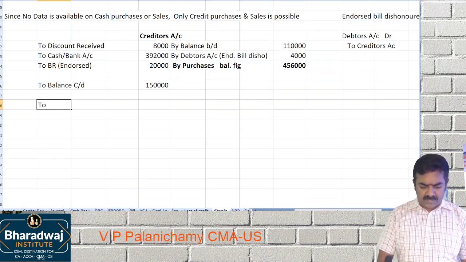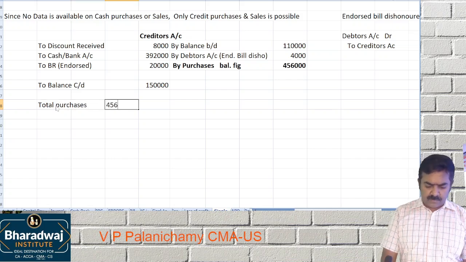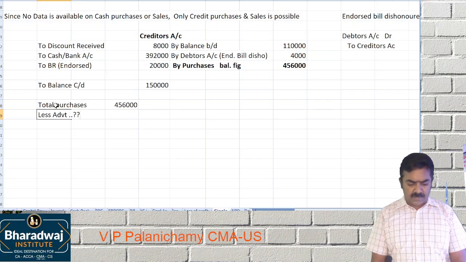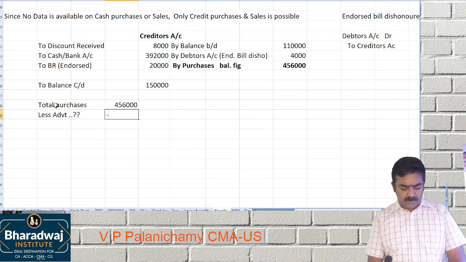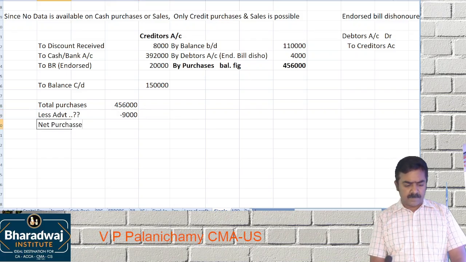So what is the total purchases? 4,56,000. In that, goods given for advertisement purpose. How much of goods given for advertisement purpose? 9,000. So net purchases.